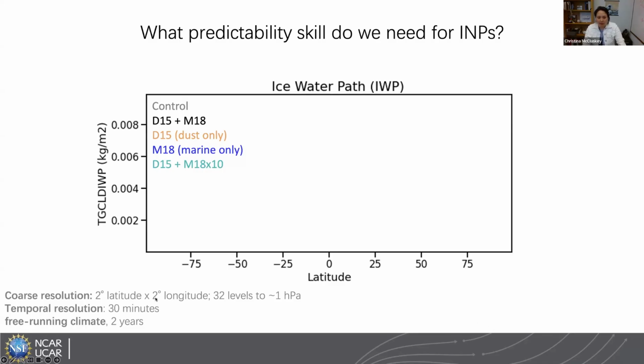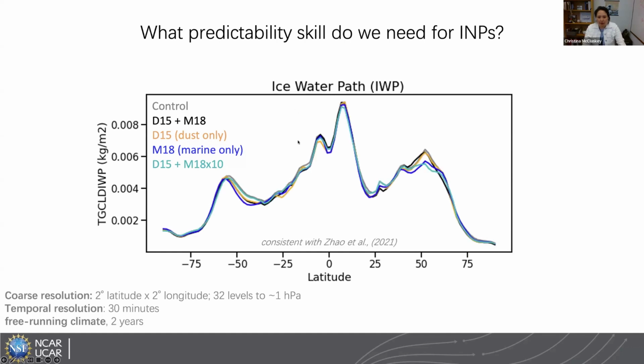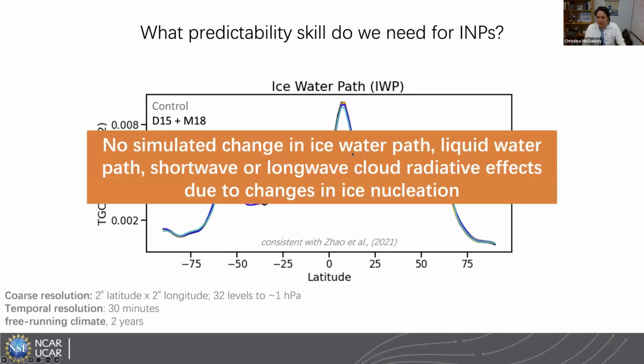So here, this is now a 2-degree simulation, a free running climate simulation for 2 years. The idea here is to look at the ice water path for different representations of ice nucleating particles. And what we find is that for all our different top of atmosphere metrics, consistent with Shao et al., this model shows no sensitivity to changes in ice nuclei. There was basically no change in ice water path, liquid water path, shortwave or longwave cloud radiative effects due to these changes in ice nucleation. So this suggests, if you take this at face value, this model tells us that it doesn't matter how well you predict ice nucleating particles.